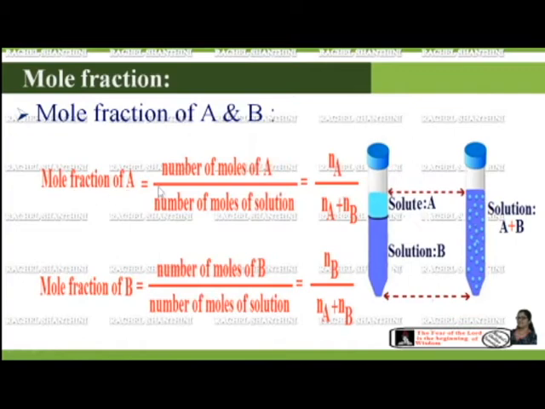Mole fraction of A equals number of moles of A upon number of moles of solution, that is equal to N suffix A upon N suffix A plus N suffix B, the total number of moles of the solution. Mole fraction of B equals number of moles of B upon number of moles of solution, which is N suffix B upon N suffix A plus N suffix B. That is the total number of moles of the solution.